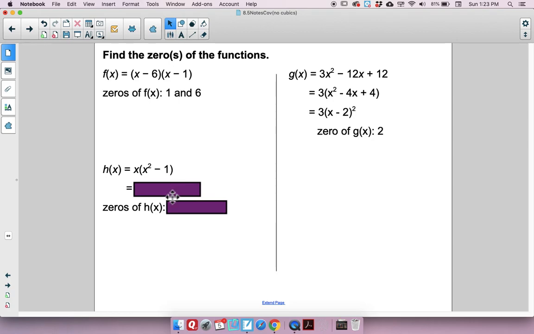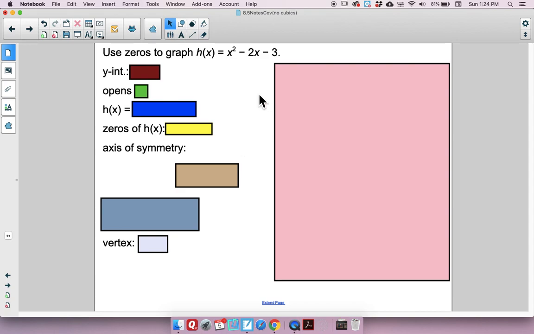Try this one. Fully factored? No. Difference of two squares there. What are our zeros? -1, 0, and 1. So again, this would be one that has 3. So this would be kind of like something like that, which would cross the x-axis 3 times. Okay. So go ahead and let's try to use zeros. So again, it's using the x-intercepts to graph this function right here.